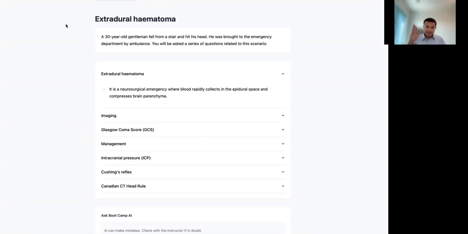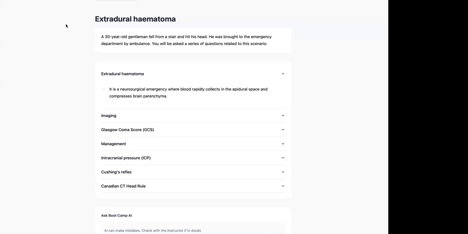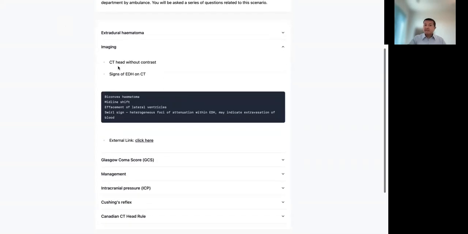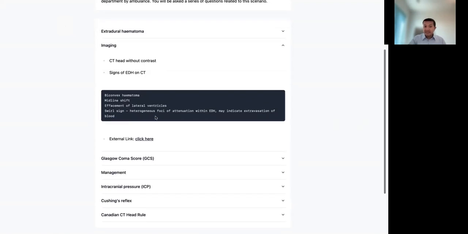is probably the thinnest part of the skull, but the weakest part of the skull is around the pterion, and the anterior branch of the middle meningeal artery passes just beneath it. Any blow to that area will result in extradural hematoma. So the imaging, as we've seen briefly, CT head without contrast is the first line in trauma cases. The signs you can see are biconvex hematoma, midline shift, effacement of the lateral ventricles, and the swirl sign, which is heterogeneous focal attenuation within the extradural hematoma that may indicate extravasation, ongoing bleeding.